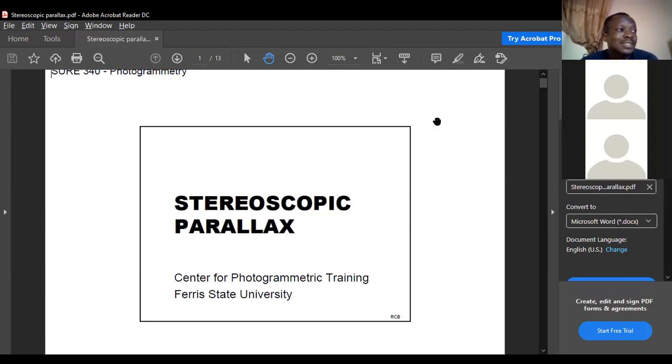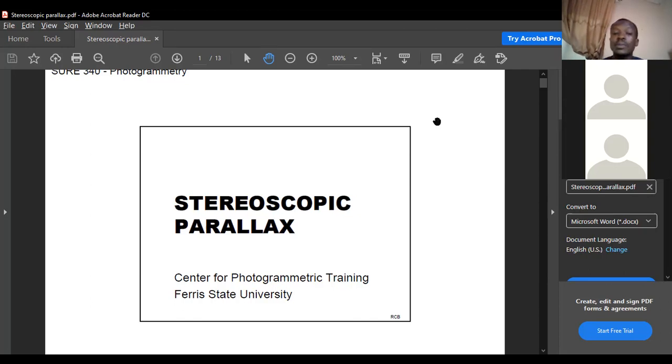So parallax is really the apparent movement of an object attributed to the movement of the observer against a certain frame. So there's always got to be some kind of reference frame from which the movement is measured. Okay, so that is what we know to be parallax before we talk about stereoscopic parallax.